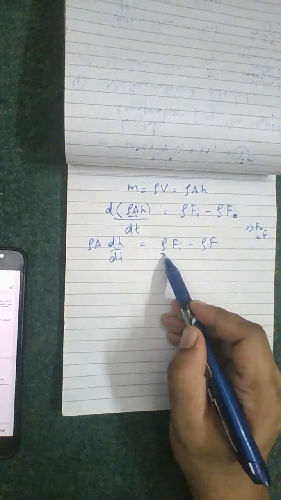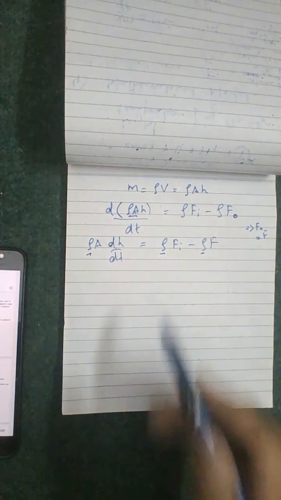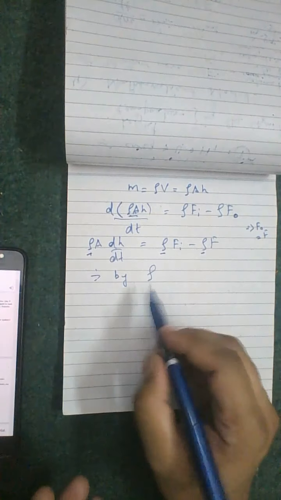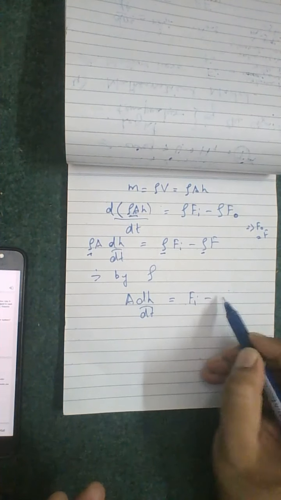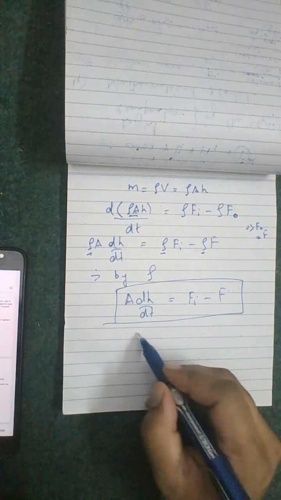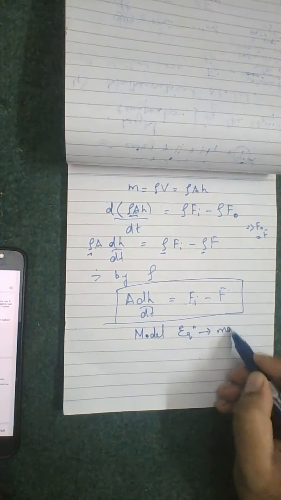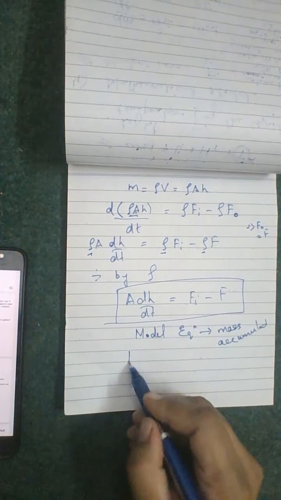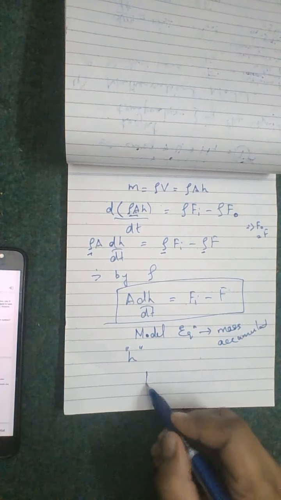Now from the left side and right side you can say the density is constant, so we can divide the whole equation by density. So it will be A dh over dt is equal to Fi minus F. Now this equation is the basic model equation that is representing the mass accumulation, and the state variable in this is the height of the liquid.